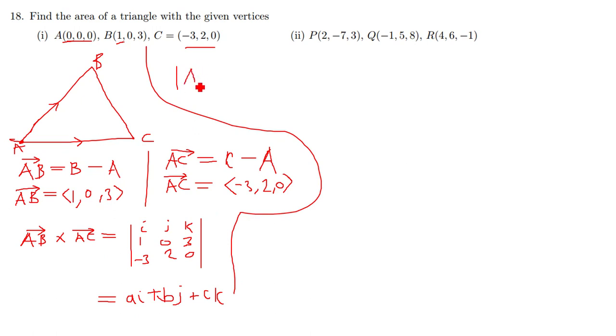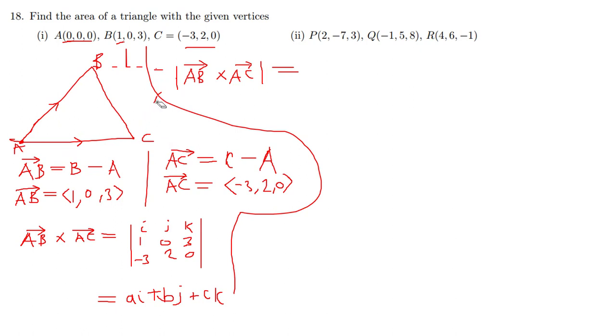So the magnitude of AB cross AC will give you the area of a parallelogram. This parallelogram, if you remember the one I drew here, I drew something like a parallelogram here. So it will give you the area of this parallelogram.